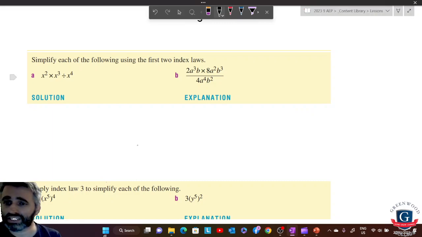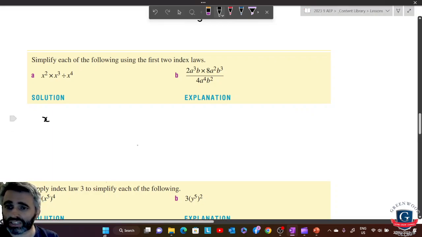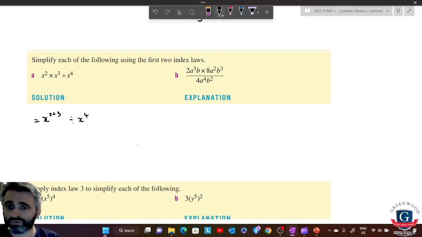We have to use BIMDAS here, so multiplication and division have the same priority. We must go from the left, so we'll do this part first. x to the 2 plus 3 divided by x to the 4, which is x to the 5 divided by x to the 4, which is x to the 5 take 4, which is just x to the 1 or x.